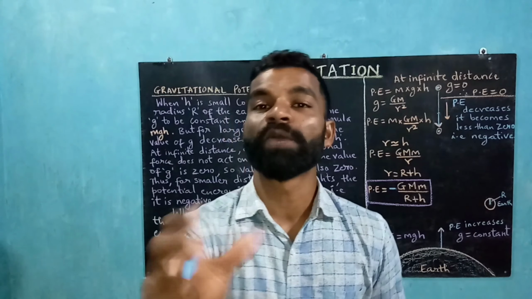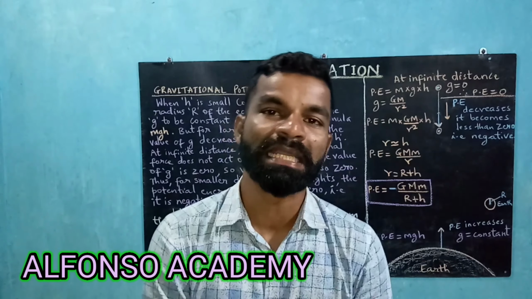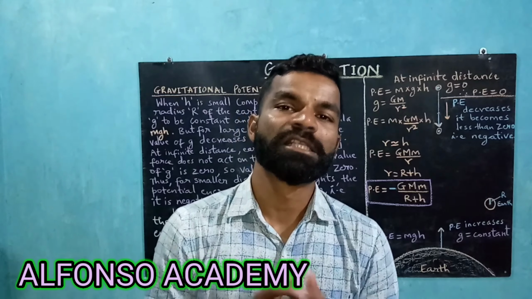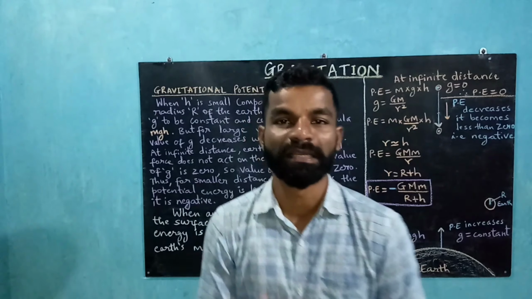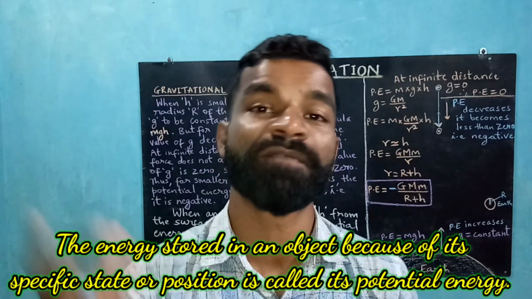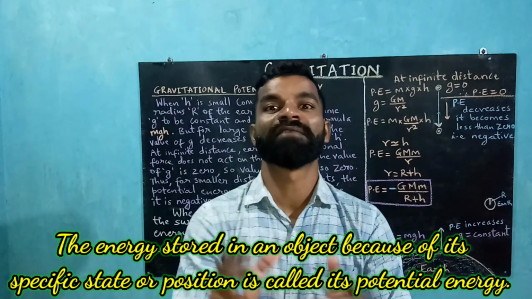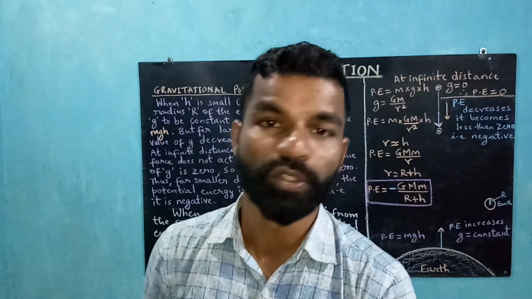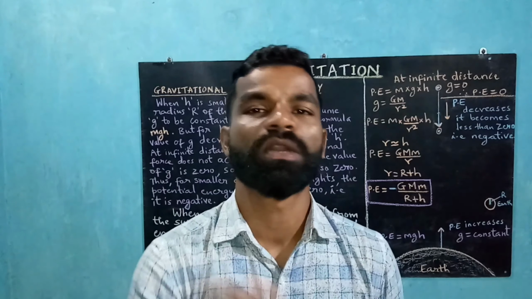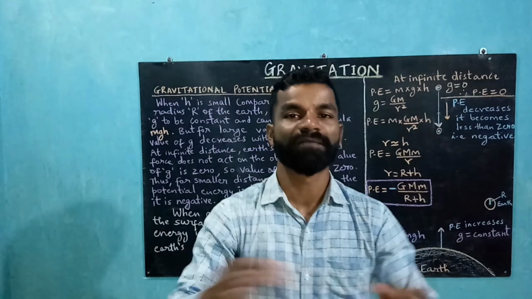So in this part we are going to study about gravitational potential energy, escape velocity and weightlessness in space. In standard 9th you had studied about potential energy. The energy stored in an object because of its position or state is called potential energy. It was given by potential energy equal to mgh, where m was the mass of the object, g was the acceleration due to gravity, which was considered to be constant, 9.8 meter per second square, and h was the height of the object from the surface of the earth.